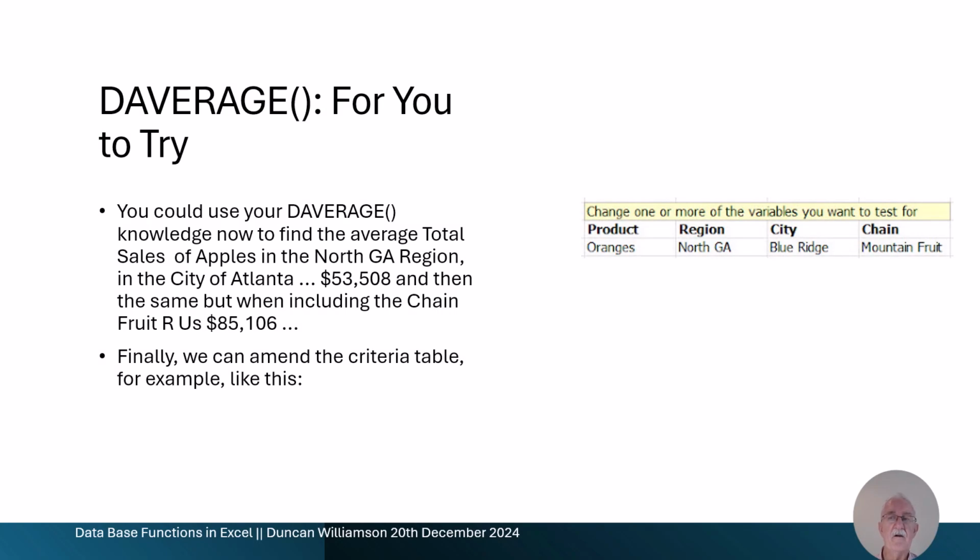This is another criteria range. It's very similar to the one we've just been looking at. So this for you to try example should be simple to set up, understand, and evaluate. So rather than apples, we're looking at oranges. Rather than Atlanta, we're looking at Blue Ridge. And rather than Fruit-A-Rose, we're looking at mountain fruit.